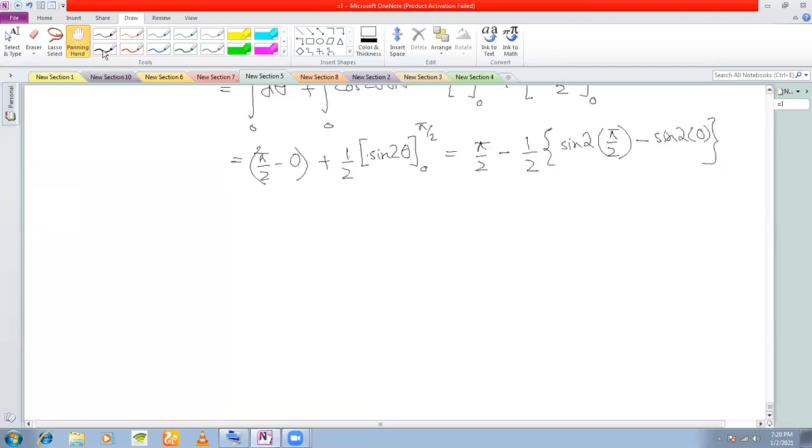Okay, so this is pi by 2 minus half sine pi minus sine 0, which is 0. Sine pi, you know, is 0. As I told you, sine of n pi in fact is 0. Any integral multiple of pi taken with sine is 0. So pi by 2 minus half 0 minus 0, which is simply pi by 2. That's your answer. It's very similar to your sine square theta one.